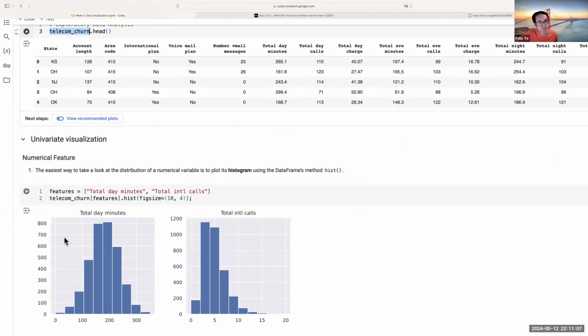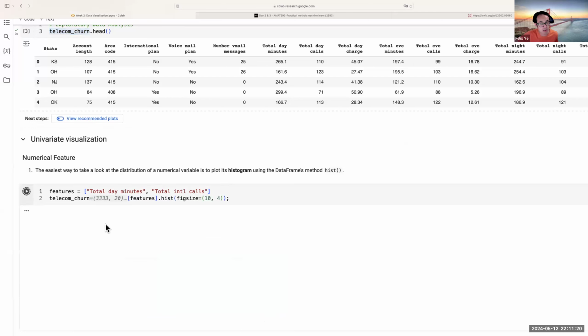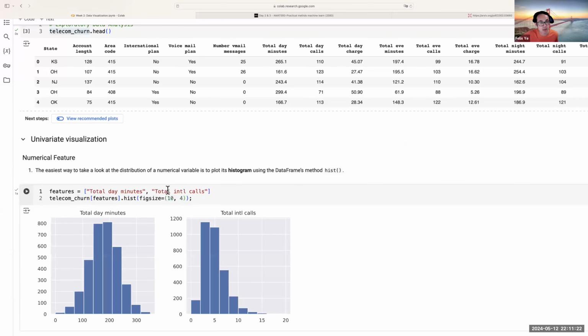If you are working with numerical features, the easiest way is to plot the histogram, by using hist. Using the histogram, you can get a good idea of the data. You can see this has two important features: one is total day minutes, and one is total international calls.